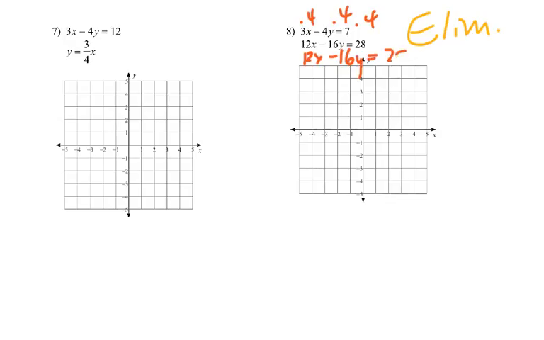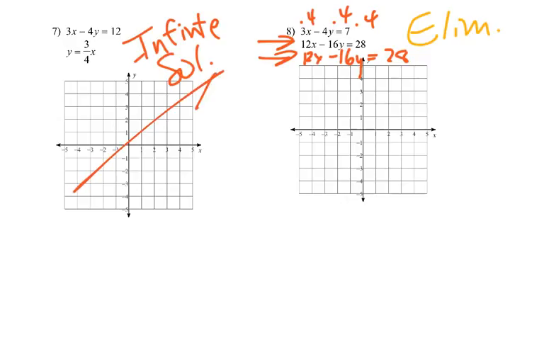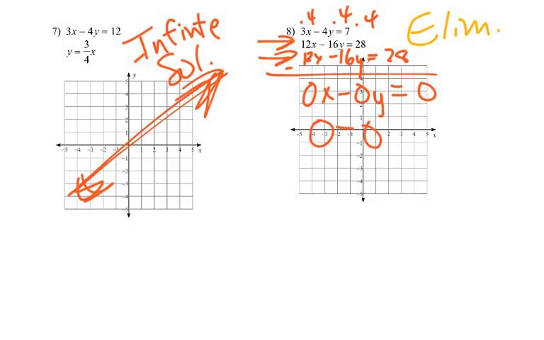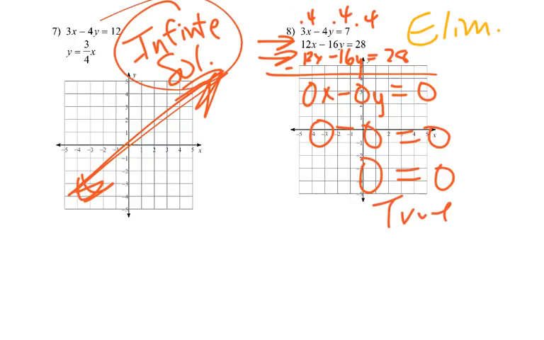4 times 7, 28. Now, we should notice something right off the bat. Those are the exact same equations. If they're the exact same, we know it's going to overlap, so it's infinite solutions. Okay, I'm going to have the same line more than once. If you didn't believe me, we could try it. Subtract 12x minus 12x would give me 0x. Negative 16 minus negative 16, 0y. 28 minus 28, 0. So 0 minus 0 equals 0, which is 0 equals 0, which is true. Hence the infinite solutions and not no solution.